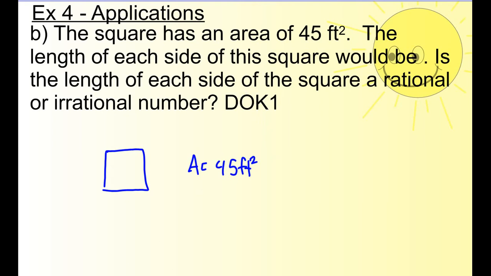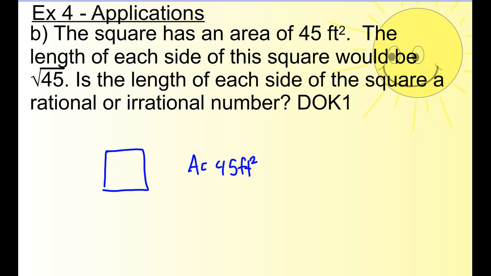Must be a typo here. Let me figure out what it should be. How about that? It says the length of each side of this square would be square root of 45. We want to know, is the length of each side of the square a rational or irrational number? So if each side is the square root of 45, this side has a length of square root of 45, and same thing with this side, we want to know, is this number rational or irrational?